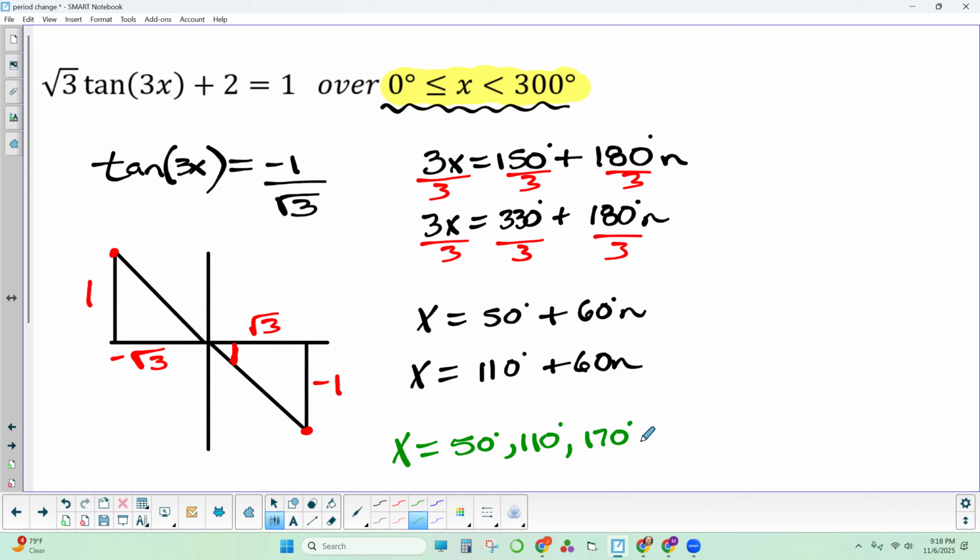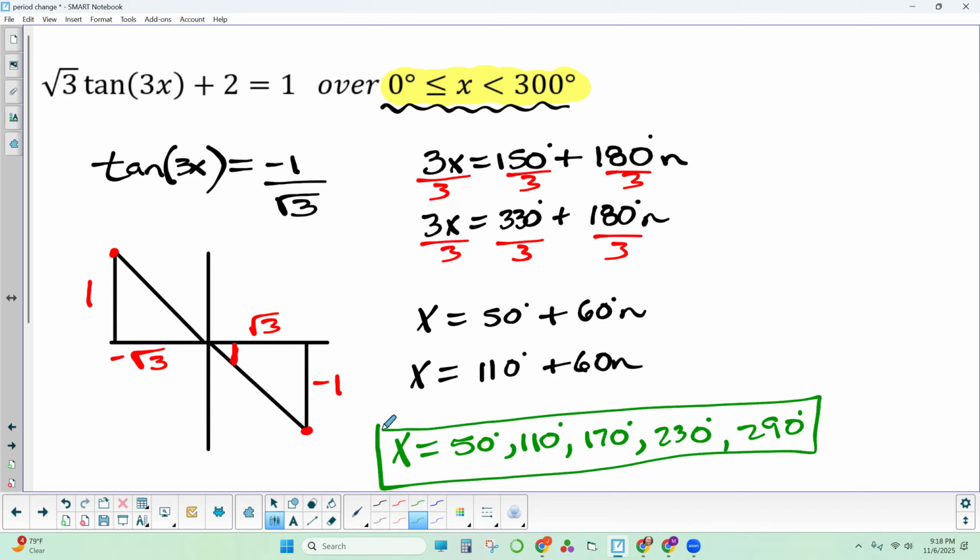I can go ahead and add it again. It gives me 230. And one more time for 290. I can't add 60 after that. I'll exceed 300 degrees. Okay. So I have to stop there. Now, my second angle here, 110, is already written right there, and I've added 60 to it. I'm good. Those are all my solutions, and I am done. Okay?